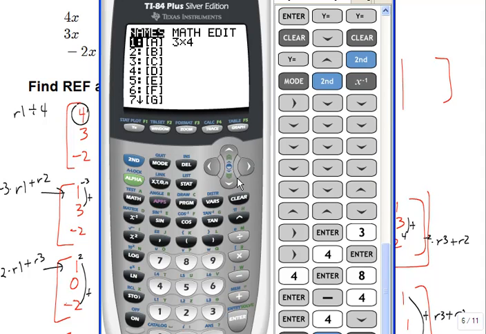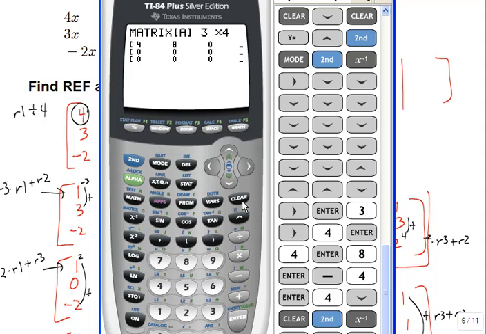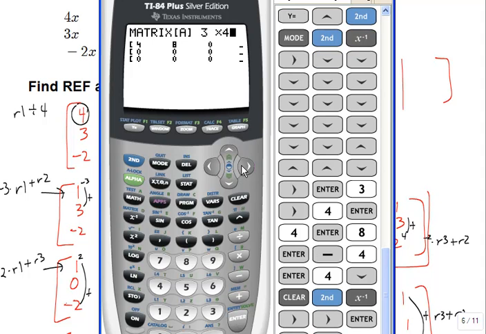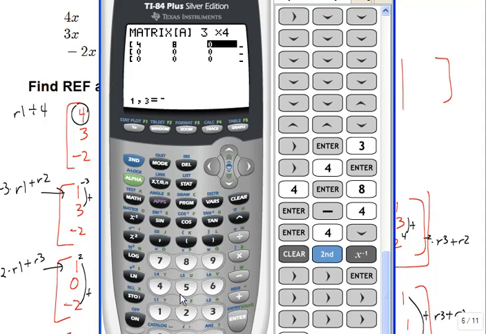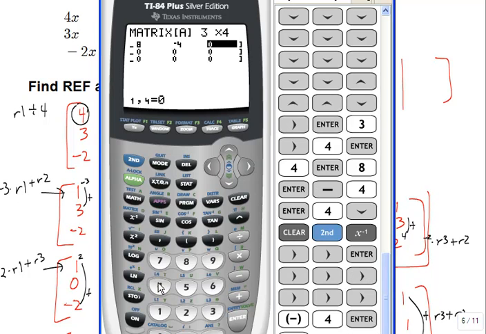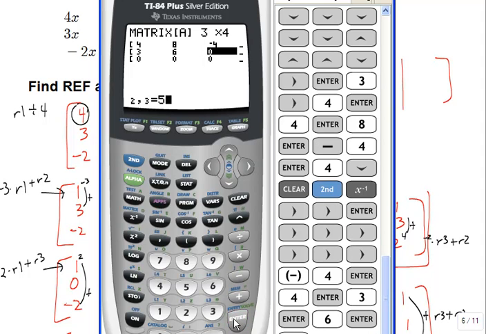Let's go back and edit this matrix A. So I'm going to go to edit, hit enter, and let's go 4, 8, and then this is supposed to be a negative 4, hit enter, and then positive 4, hit enter, and it'll now move you to row 2. So we want a 3, a 6, a 5, and a negative 13.